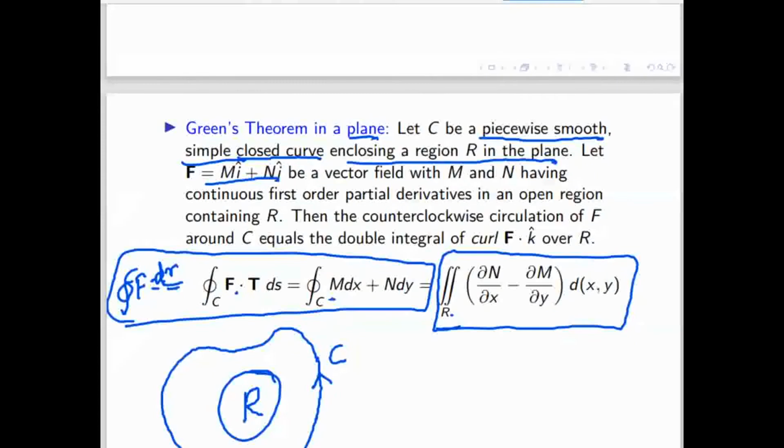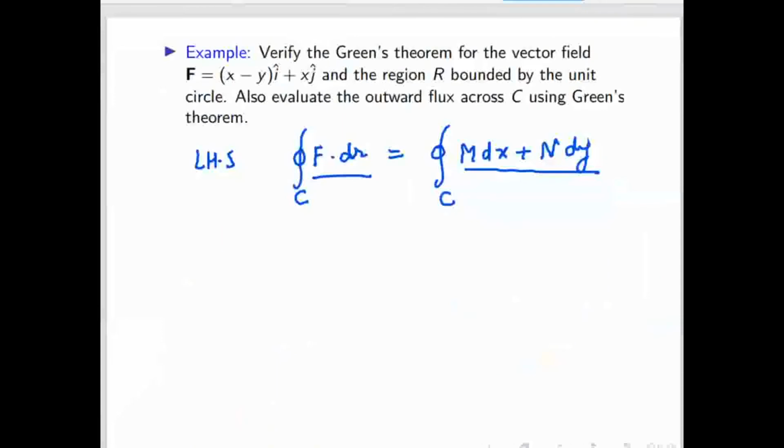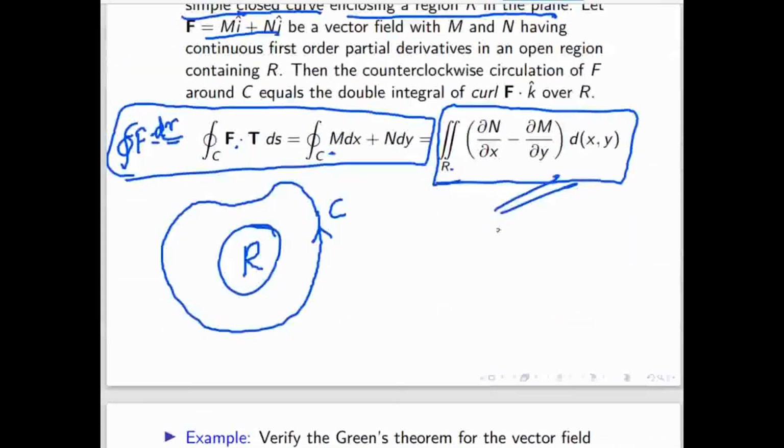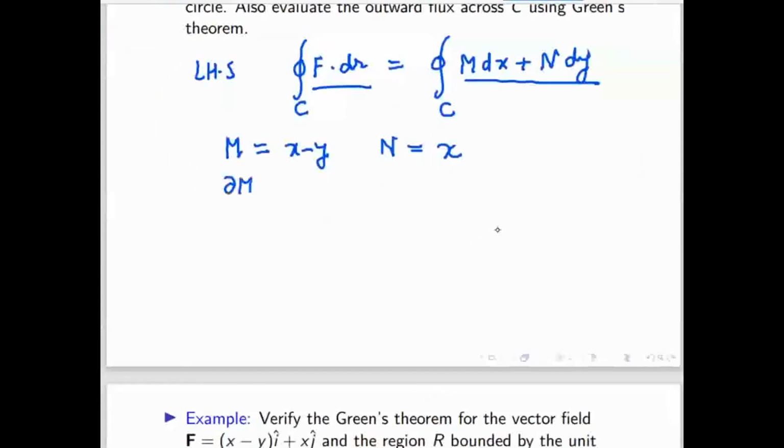What is the value of M in this question? And what is the value of N? M equals x minus y, N equals x. For the right hand side we need del N by del x and del M by del y, so I am calculating that here. Del N by del x gives 1, and del M by del y is minus 1.